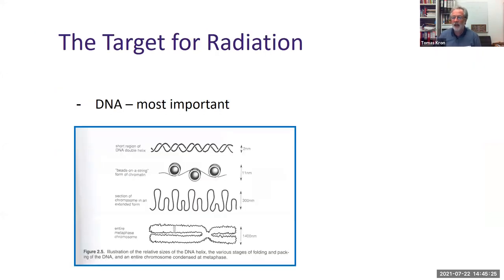If we go a bit further, we can be a bit more specific and look at the target for radiation, which is probably the DNA as the most important target. I should point out, it's not the only target, but for all intents and purposes, if one were asked in an exam, what's the target for radiation? Well, it's the DNA. And why is it the DNA?